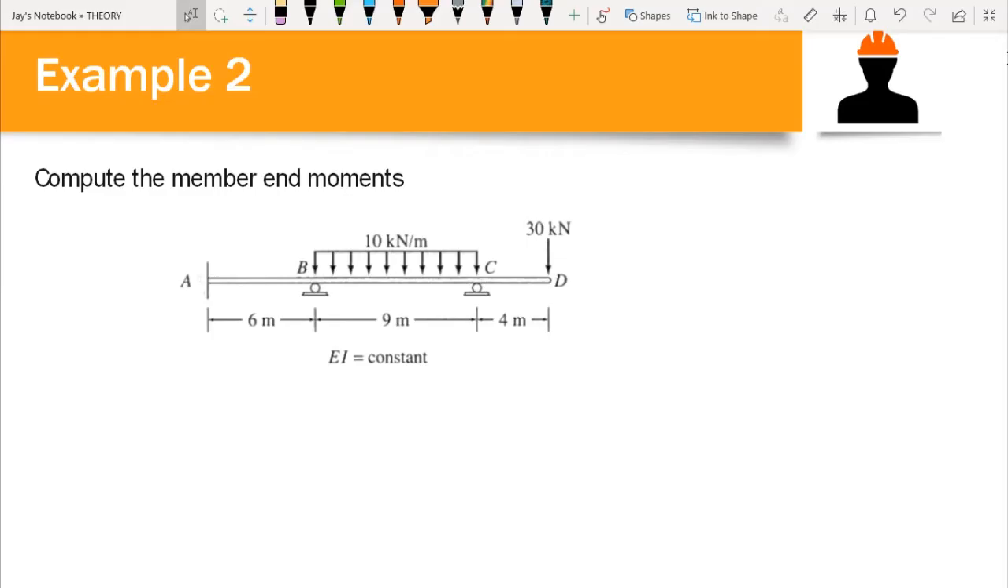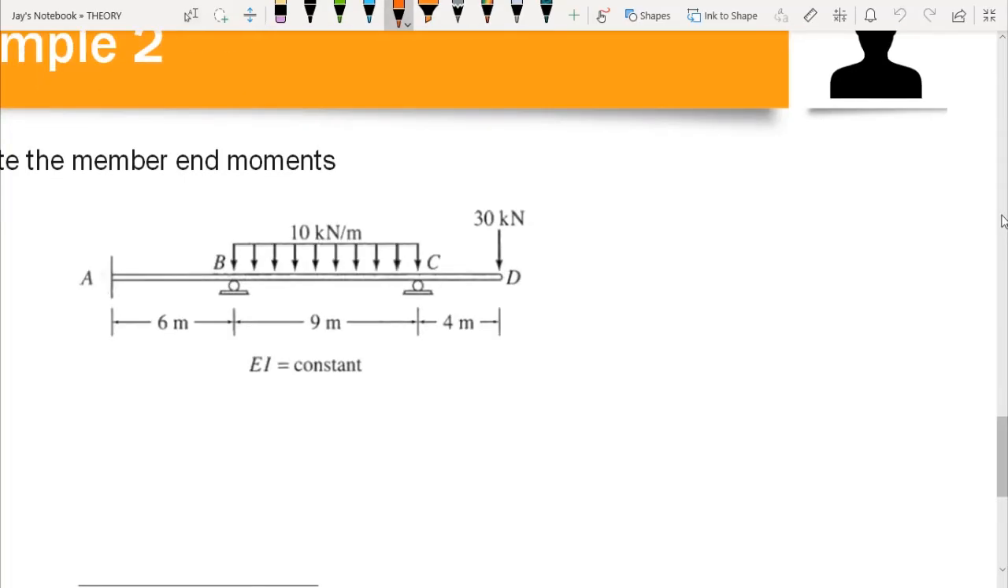We have CD. We can compute the moment at point C from the side C to D by using the equilibrium equation. But in this case, we will try to use moment distribution method to compute the rest of the internal or member end moments. So first we compute the fixed end moment. Fixed end moment AB is, of course, equal to 0 because we do not have a load on the span of AB.